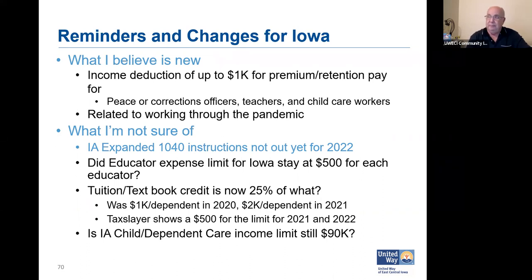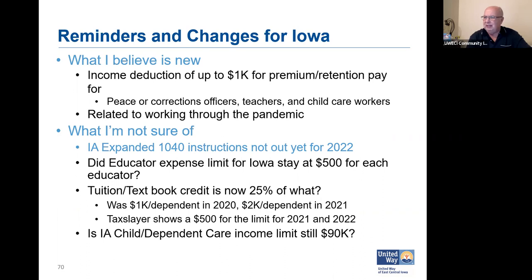What I don't know is the educator expense limit. I've not been able to find out what the Iowa educator expense limit was. It went up to 500. I don't know if it's still there or went up again or what happened with that. I don't know what the value is for tuition textbook credits, what we applied the 25% to. In 2020, it was 1,000 and went up to 2,000 last year. But if you look at TaxSlayer, it says the limit's 500, and it says that for both last year and this year. So I don't know what's going on, because I can't believe they dropped it back down. So I do not know what the actual valid number is for that for Iowa yet.